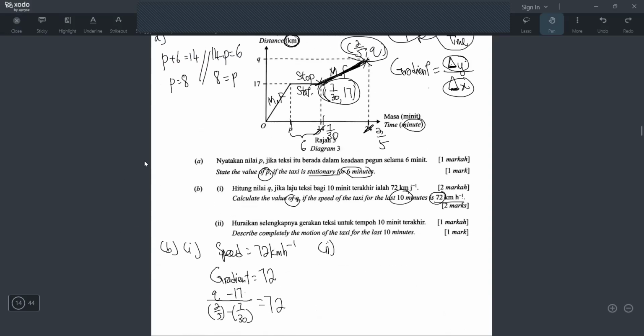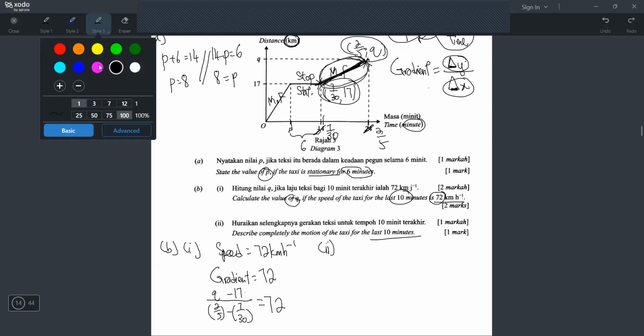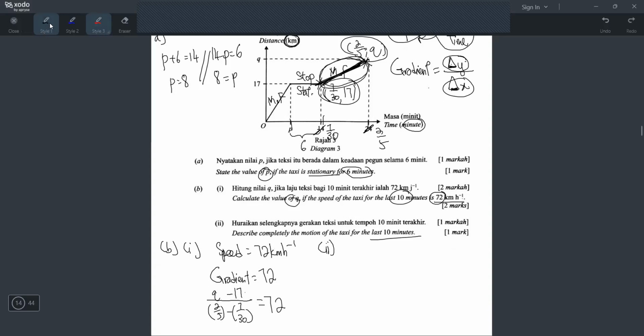All right, now for my question 2, last question. Describe completely the motion of taxi for the last 10 minutes. So if I want to describe the motion for the last 10 minutes here, we can mention the distance. We can also mention the time. All right, and we can also mention the speed, because we know the speed for the last 10 minutes is 72, right? So let's try to mention all these things, even though it's only 1 mark. Okay, but we can mention a lot of stuff, right? So let's mention everything here.